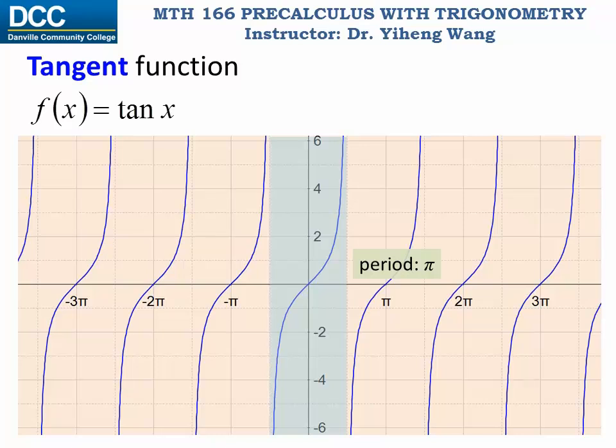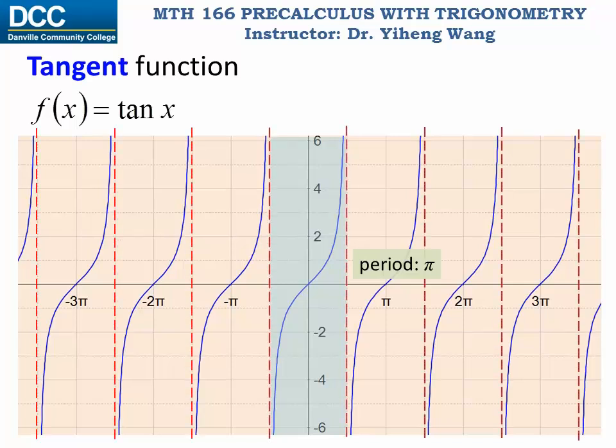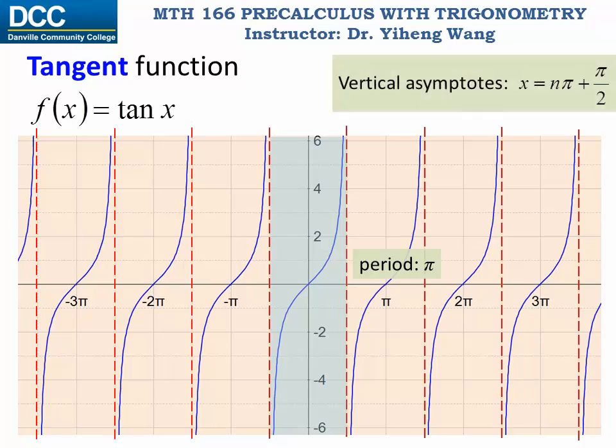If you recall, when we were studying how to evaluate the tangent function, tangent x equals sine x over cosine x. Therefore, whenever cosine x equals 0, tangent x is undefined. And cosine x equals 0 when x equals either half a pi or negative half a pi or 3/2 pi, etc. And on the graph, you can see that that corresponds to the vertical asymptotes of the tangent function. So the vertical asymptotes are when x equals n pi plus half a pi. N can be any integer, positive, negative, or 0.